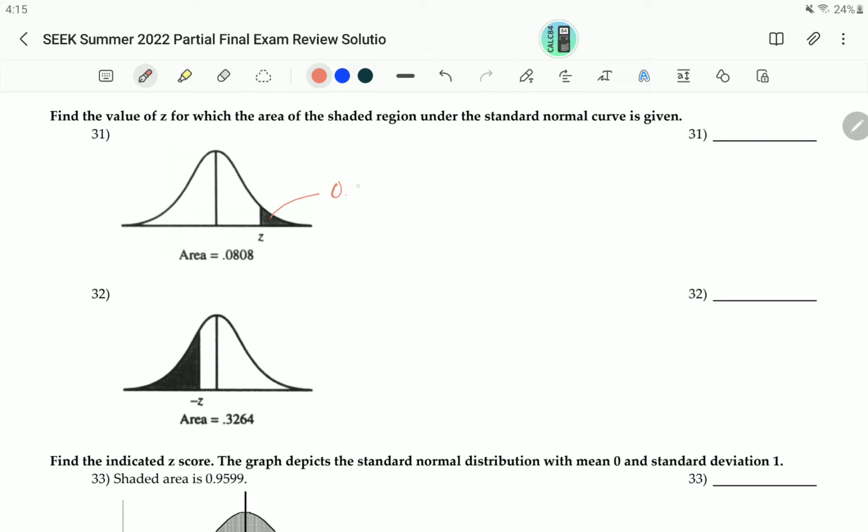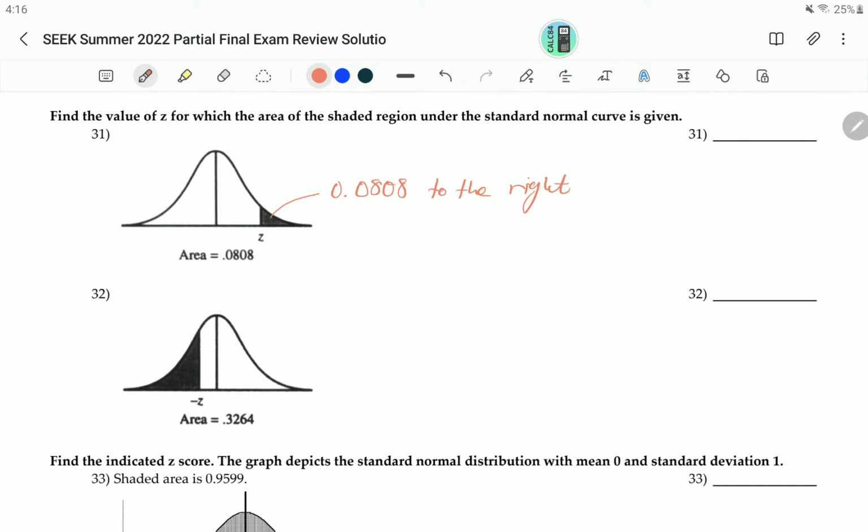0.0808. To the right. So we have to find the z-score of that region. Remember, every probability on the z-score table is the area that is shaded to the left. I'm going to say it again. Every probability on the z-score table is the area under the curve shaded to the left. This is shaded to the right.